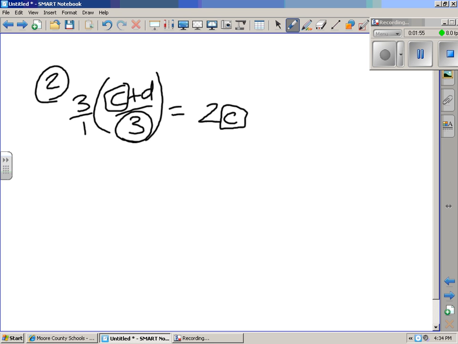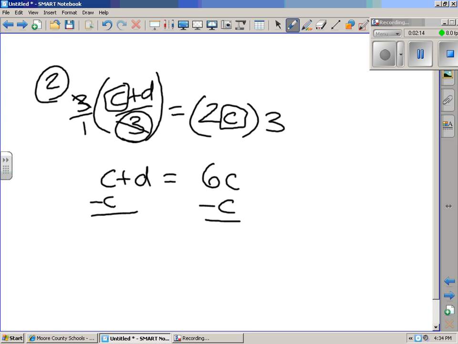So on the left side, we multiply by 3, and on the right side, we multiply by 3. On the left side, 3 over 3 is equal to 1, so we're left with 1c plus d. On the right side, we get 6c. Now I subtract c from each side. On the left side, we're left with d. On the right side, we're left with 5c.